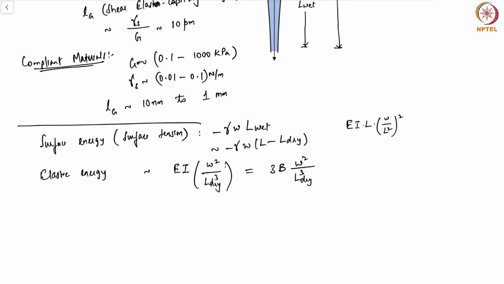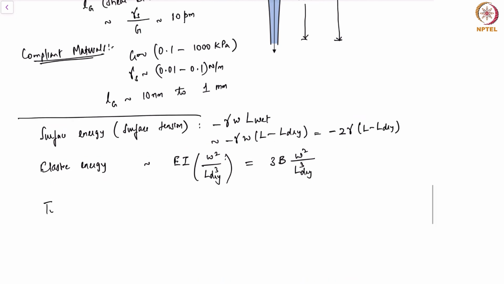And the other one, the earlier one, if you have to be precise, I'll erase this part. The surface tension contribution will be exactly minus 2 gamma times L minus L dry. So we can write down the total energy. The total energy, we'll call it E total, and this will simply be minus 2 gamma times L minus L dry plus 3B W squared by L dry cubed.